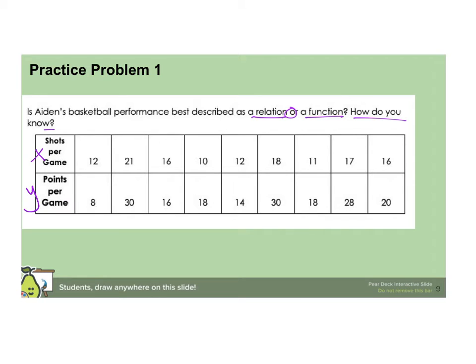So I'm going to make sure if this is a function, none of my x's can repeat. So I have a 12 here and I have a 12 here. So this is not a function, I can tell right away. I have another repeat, 16. So is this a relation or a function? This is a relation.